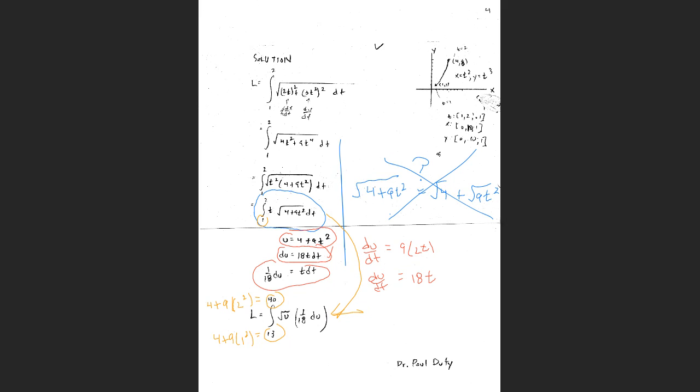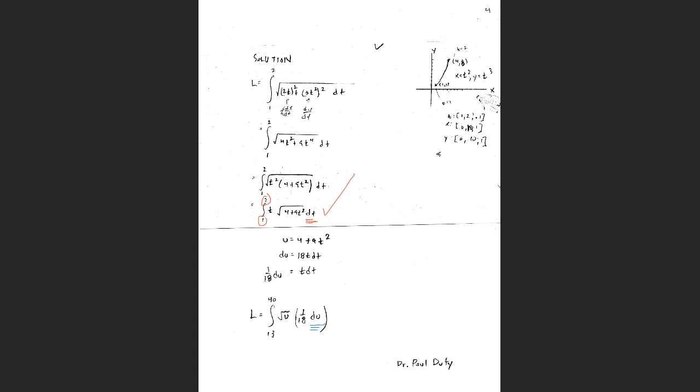Mohammed's wondering, why do we need to change the u limits after the substitution? Here's the reason why. Looking at this, you have an integral with respect to t here, right? And your t limits are 1 and 2. But if you have a new integral with respect to u, you need u limits. You can't use t limits.